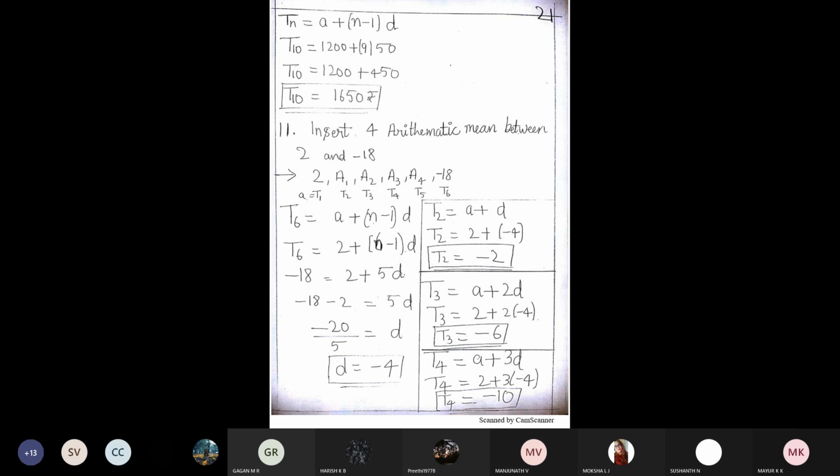Okay, now we can solve. Apply the formula: Tn is equal to A plus (n minus 1) into D. We can use this formula. T6 is equal to A, which is 2, plus 6 minus 1, which is 5, into D. We don't know the common difference. T6, we know, is minus 18. Minus 18 is equal to 2 plus 5D.